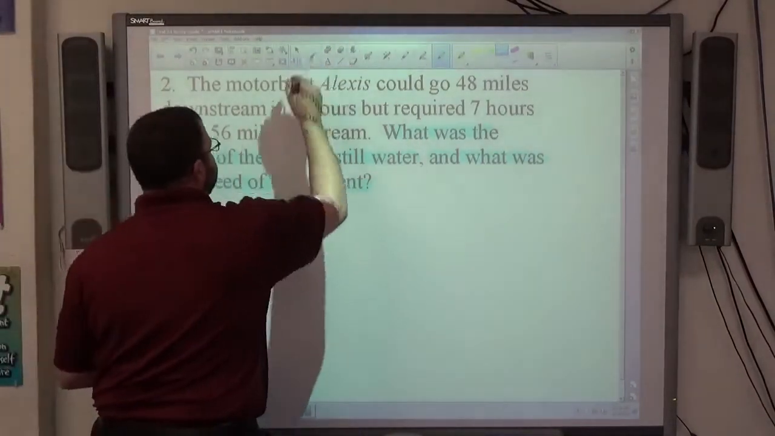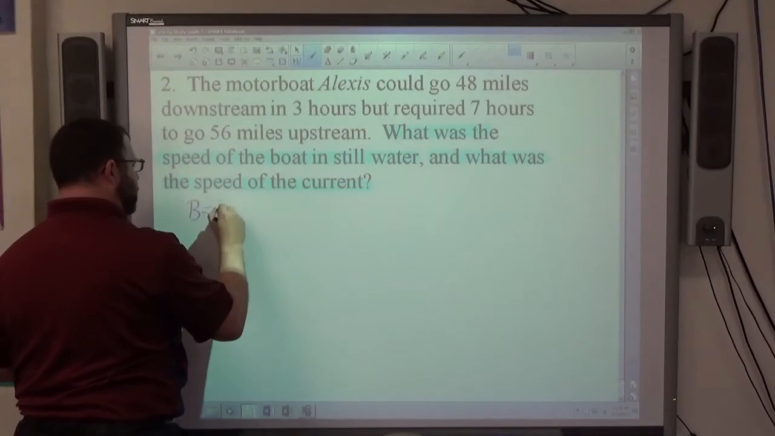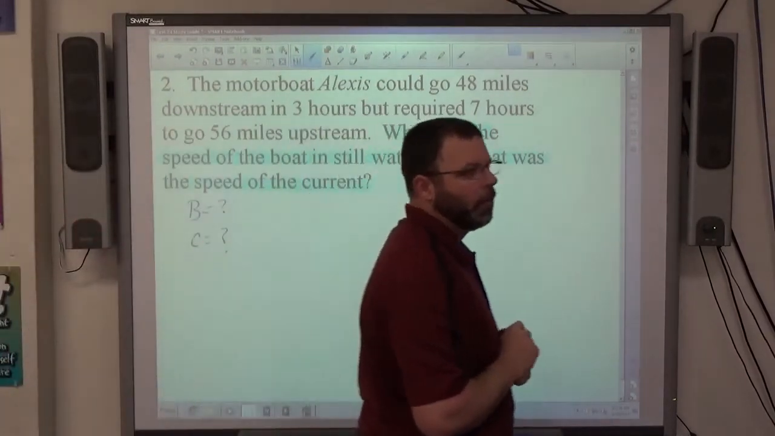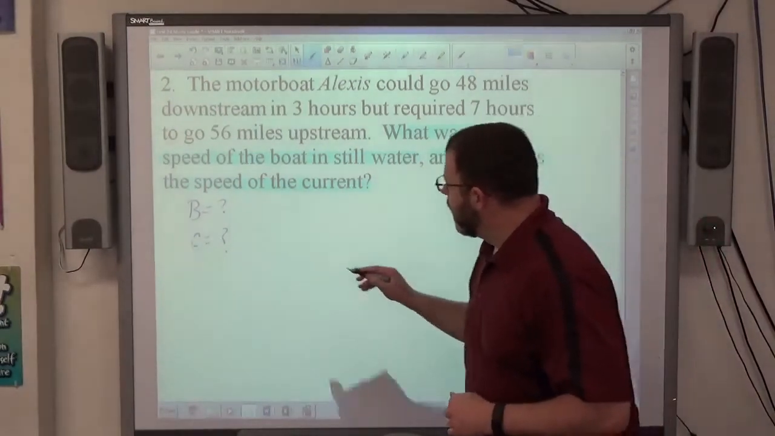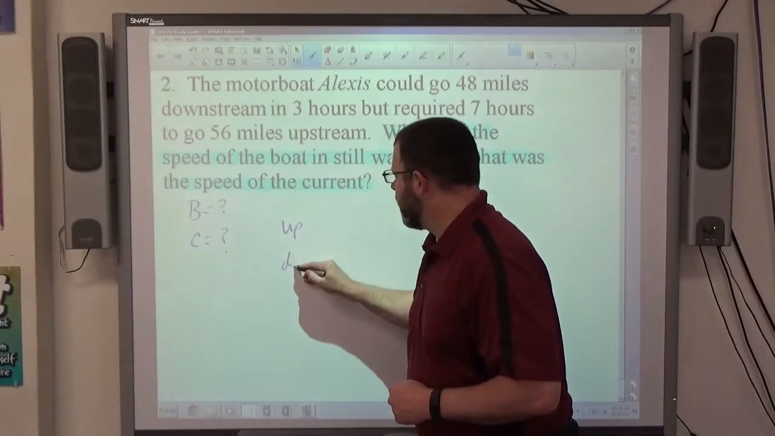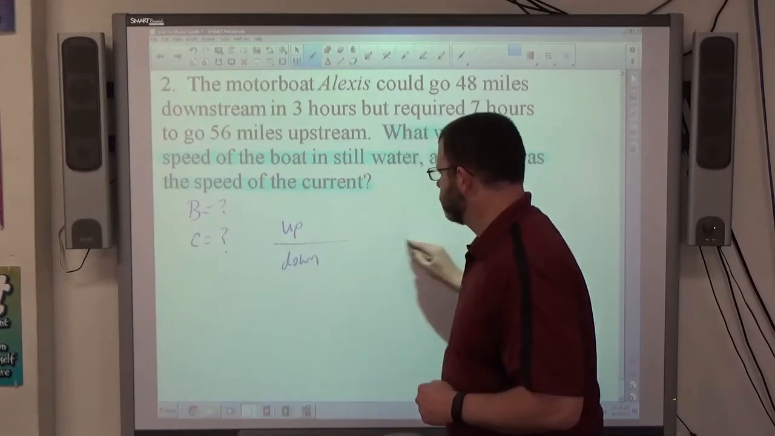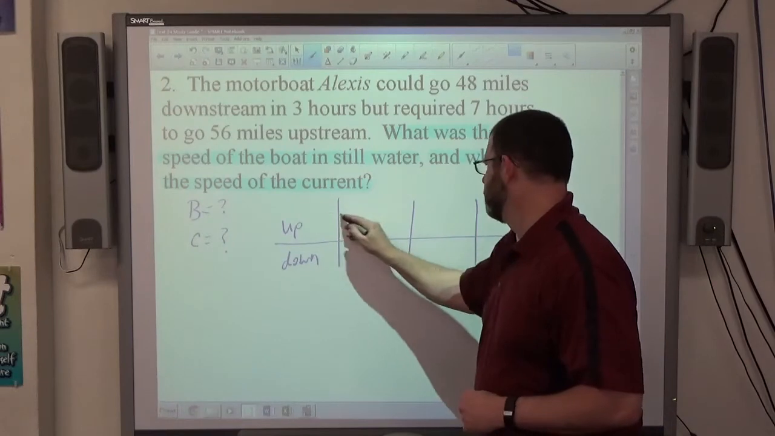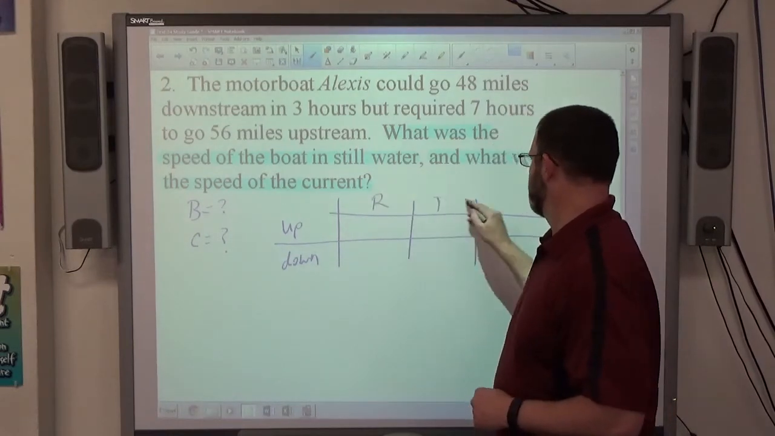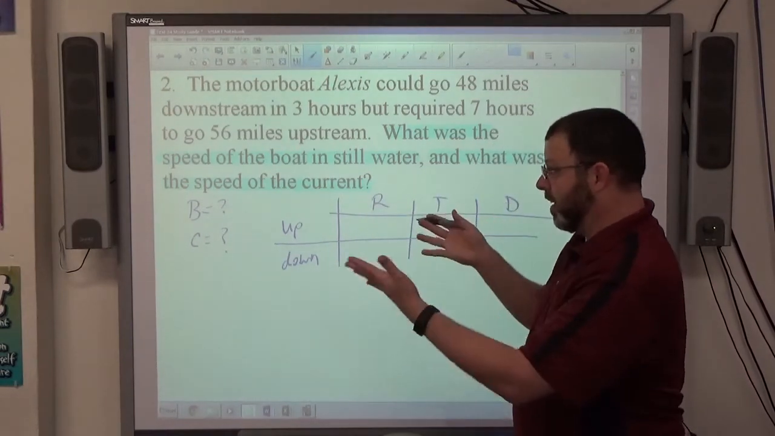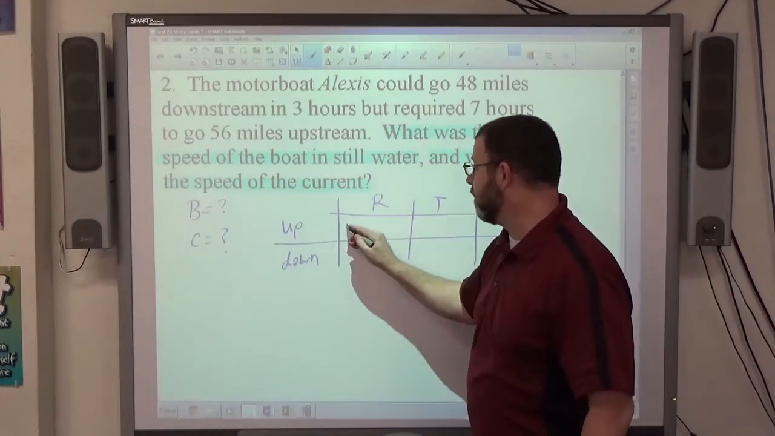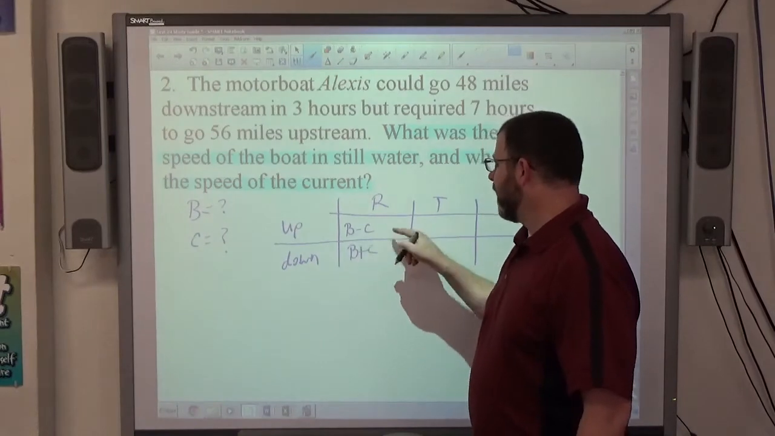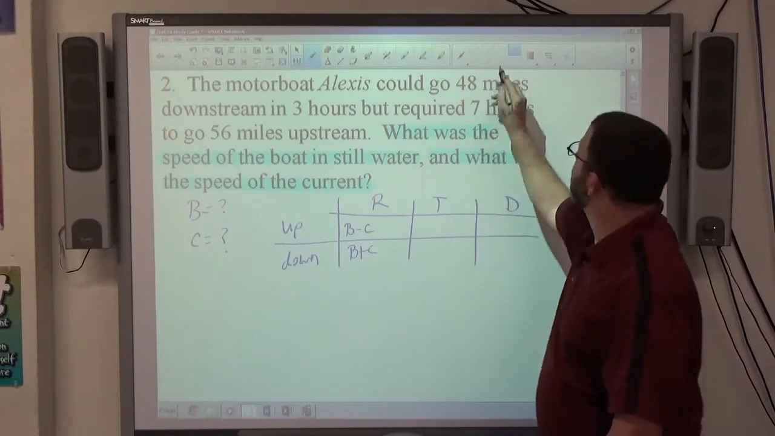So, B equals question mark and C equals question mark. These are the easiest ones to do on the boat in the river problems. So, I've got upstream and downstream again. I don't know either one, but B and C is what's representing those things. Going upstream, boat minus current. Going downstream, boat plus current. Notice I left myself a little bit of space here. You'll see why in a moment.